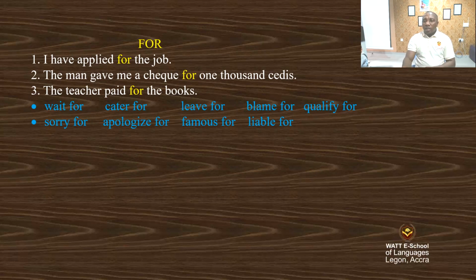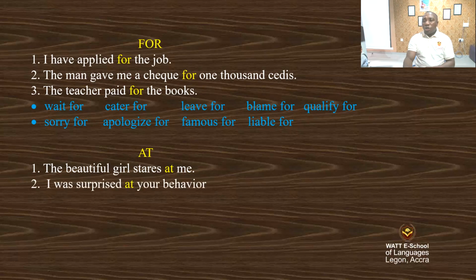Now let's go and see the preposition at. The beautiful girl stares at me. So it means stare goes with at. I was surprised at your behavior. We have surprised at. Abu Watara is good at English language. Good at. So it can be for any other subject.